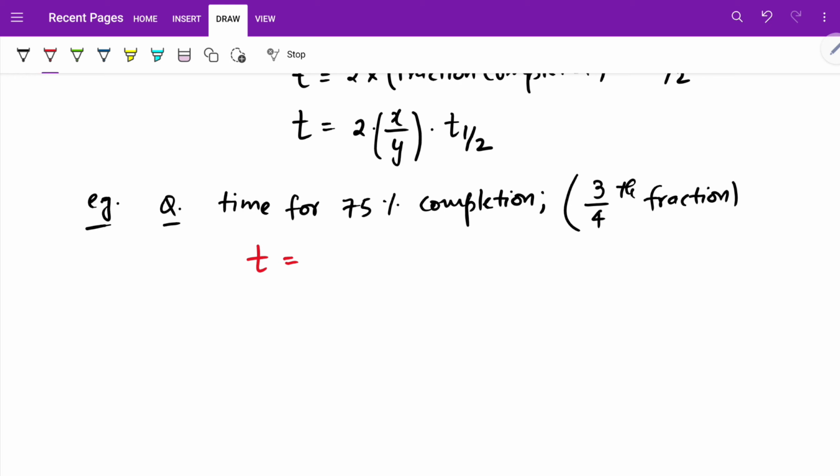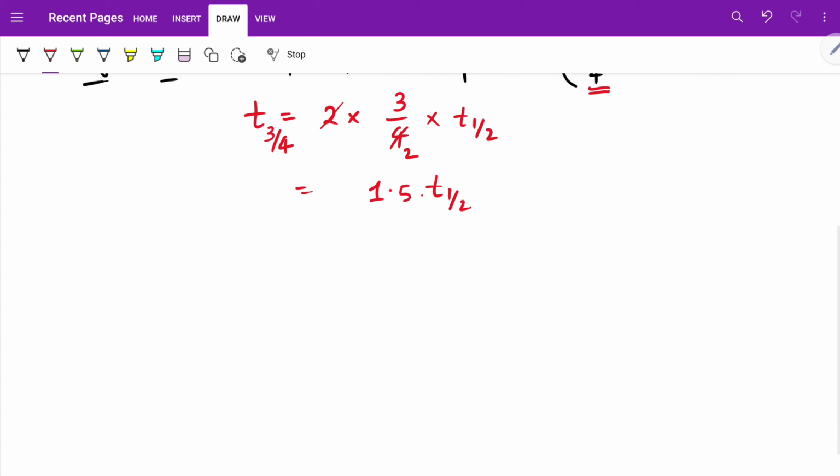T is equal to, I can write it as total time for 3/4 of the reaction is 2 into fraction completed. So this is the fraction 3/4 into T half, whatever T half is given, 5 minutes, 10 minutes, you will multiply it accordingly. That means when we solve this, 2 2s are 4, 3/2, that means 1.5 times of T half. And it is quite evident, if 10 minutes is the half lifetime, so 75% is 15 minutes. If it is 100%, so 20 minutes, just double of that.